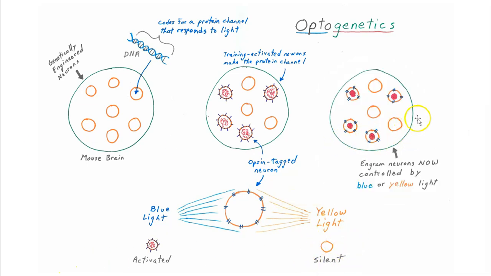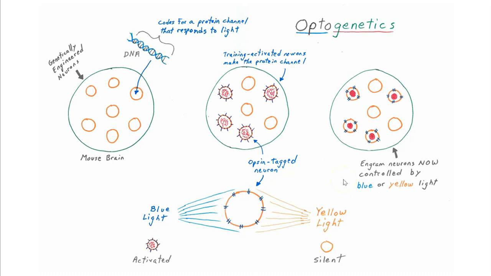So now we have a population of neurons, depending on what channels were inserted into those neurons, but they can be controlled by blue or yellow light. Again, the blue light will activate the neurons if you've engineered them with that particular channel, but if you've engineered them with that other kind of channel, yellow light will silence these neurons. But notice, it's only the neurons that were activated by the learning event that now express these light-activated channels. So this allows scientists to have complete control over the very neurons involved in a learning event and the subsequent formation of a memory trace.